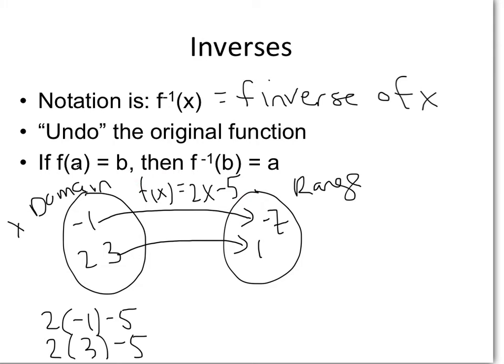So in this function, I inputted 3 and it outputted 1. And for the inverse function, I would put in 1 and I would output 3. So it would take me back to where I started. Let's look at some examples.